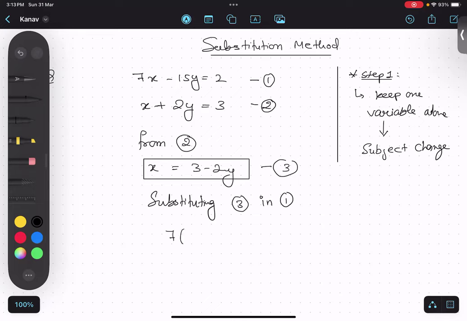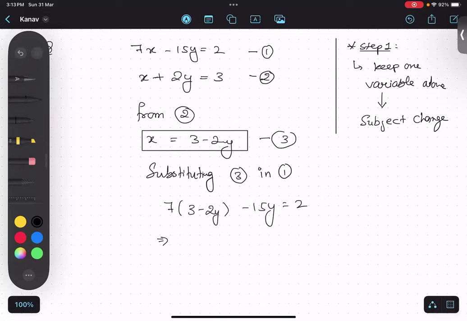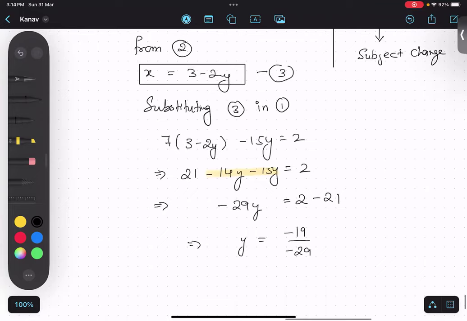So I will be taking 7 bracket 3 minus 2y minus 15y equals to 2. Let's open the bracket. Quickly tell me what will happen. 7 into 3, 21 minus 14y minus 15y equals to 2. Let's simplify this. I can shift this 21 to the other side also. 2 minus 21. And these two can be solved together. Minus 29y. Hence, I will be getting y equals to minus 19 upon minus 29. And my answer would be 19 upon 29. Is this thing clear?